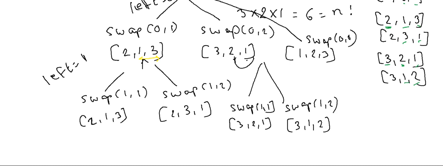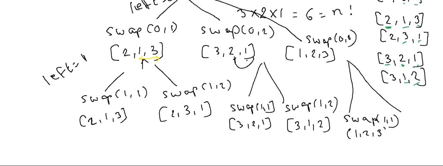Now same thing I'm going to do with this one. I'm going to swap 1 with itself, and what I get is 1, 2 and 3. But when I swap 1 with 2, I get 1, 3 and 2, right?